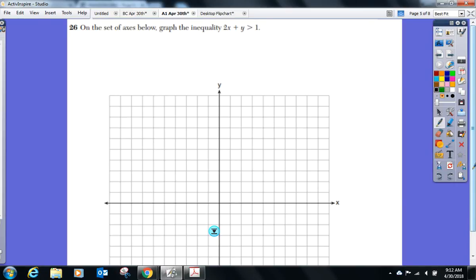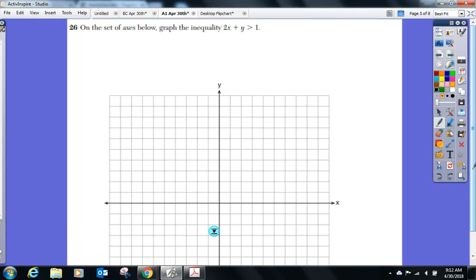They all go to 24? This one doesn't. What do you mean they go to 24? I don't understand. Question number 26. Oh, okay, I get it.